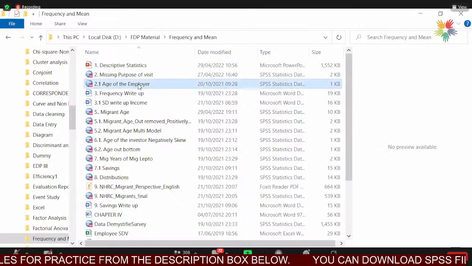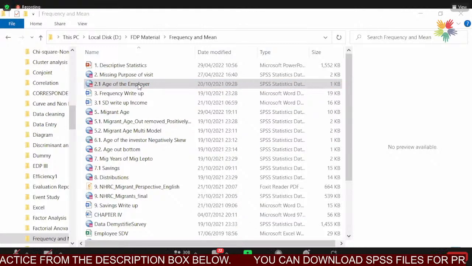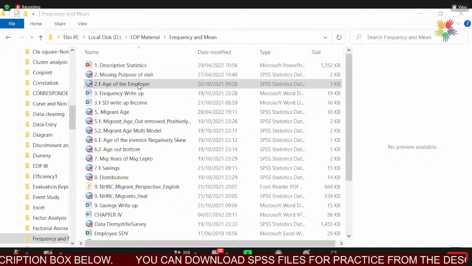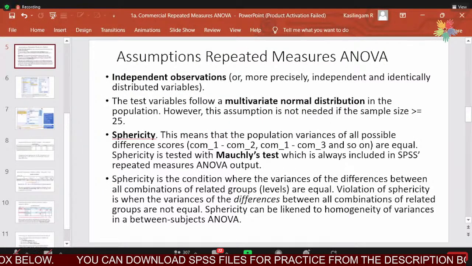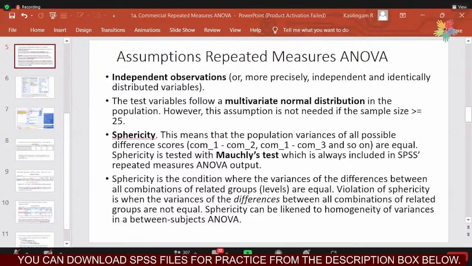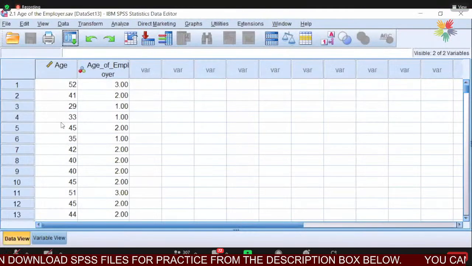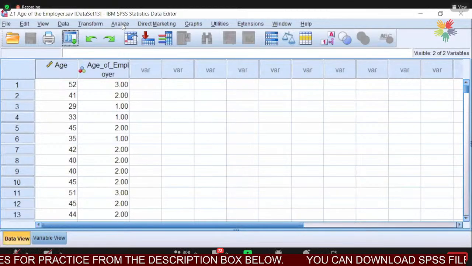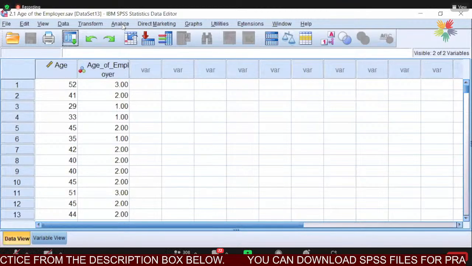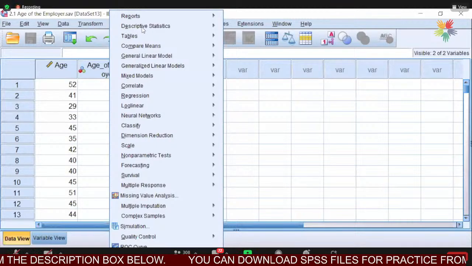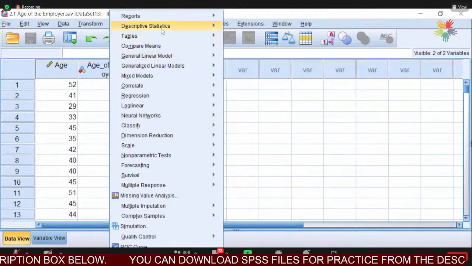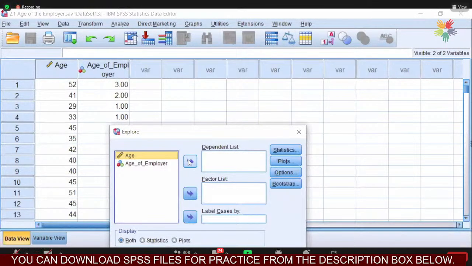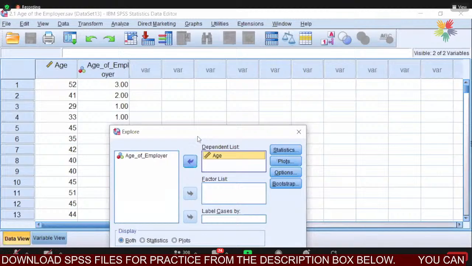So we will put the age of the employer. I have taken the age of the employer, only one variable. Analyze, descriptive statistics, explore. Explore age. I'm not using anything else.